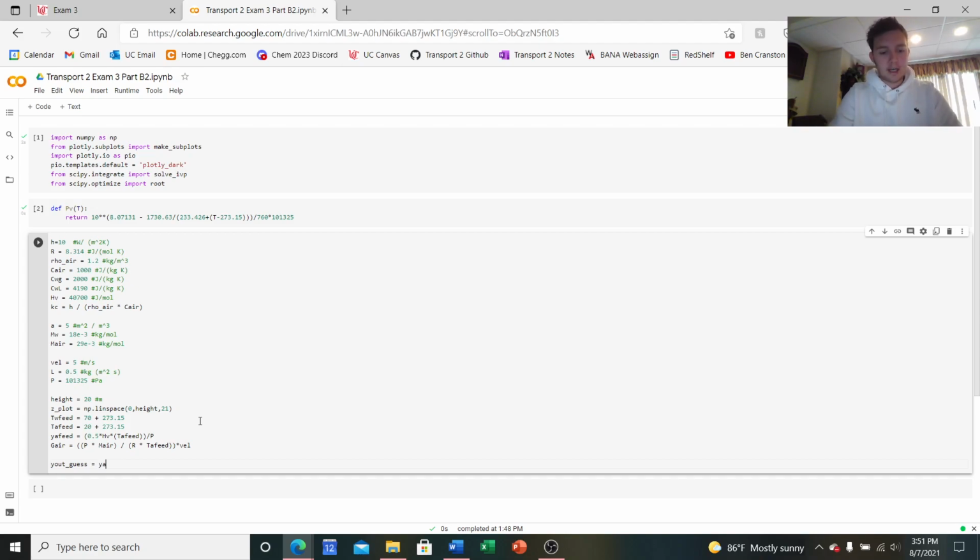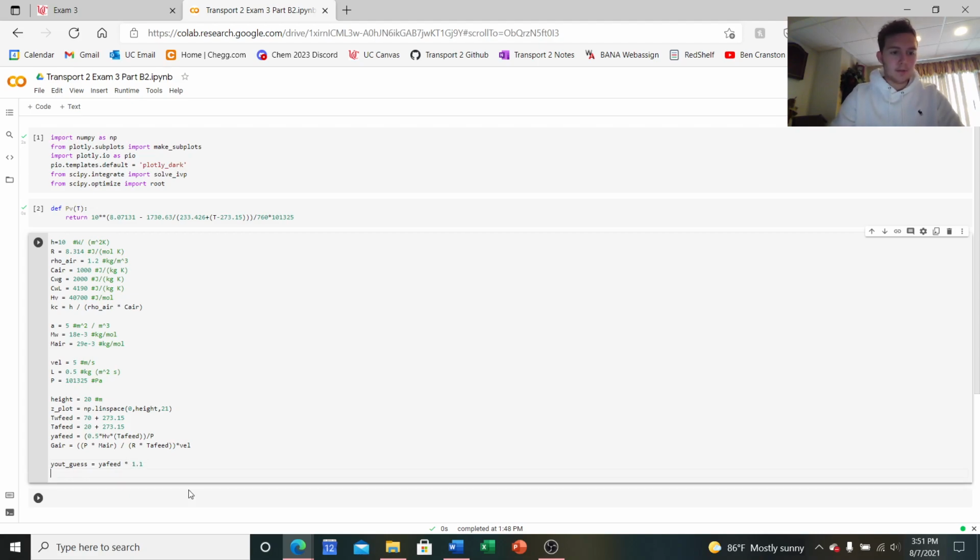To account for that error, I'm just going to take the value we have for the mole fraction feed of the air, which is right here, this little equation that we can calculate. And we're just going to multiply that by 1.1. That way it's not too high, it's not too low, it's not very far off. It's just accounting for a little bit of potential error.